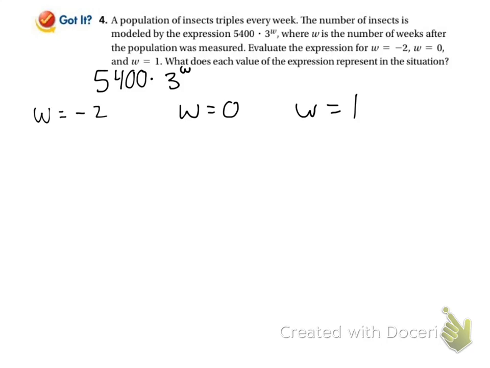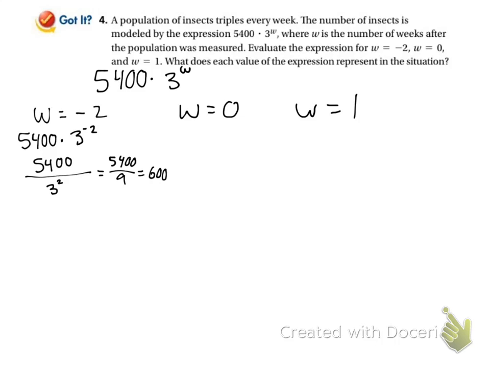Okay, let's start with the negative 2. So 5,400 times 3 to the negative 2. Now, we want to get rid of that negative exponent, so we'll bring it to the bottom, right? So the 5,400 will stay on top, and we'll bring 3 squared to the bottom. Now it's positive. So this is 5,400 over 9. And when we divide 5,400 divided by 9, we get 600.